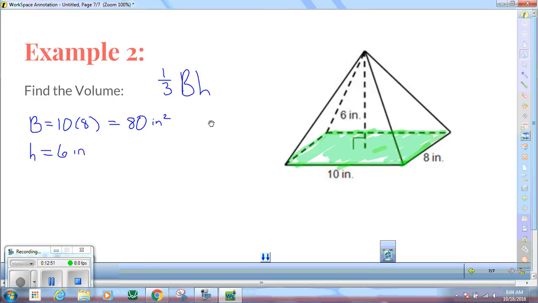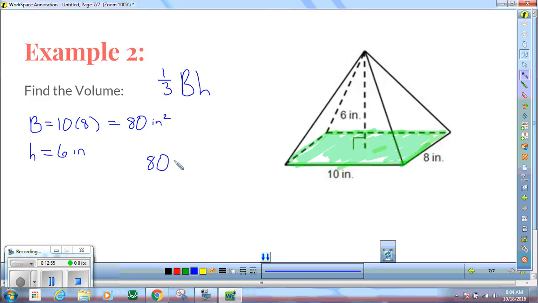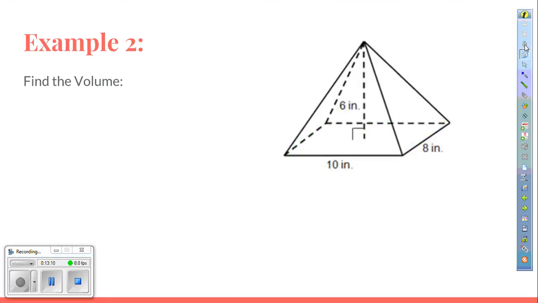So if I take 6 inches and I multiply it times the area of the base, so I've got 80 times 6 is going to give me 480, and then don't forget your units of measure, inches cubed. So area of the base times the height. That's what we're looking for.